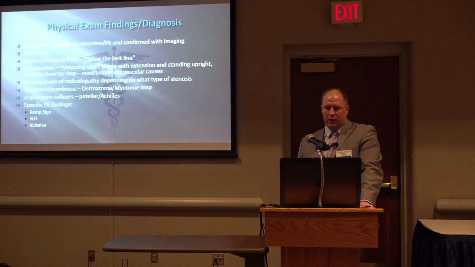Remember your dermatomes and myotome maps. Remember that quad weakness is obviously going to be L3-4, and that tib ant or ankle dorsiflexion is going to be more of an L4-5 issue. So just remember those things because it'll clue you in. Your patellar and Achilles reflexes can be asymmetric. Remember your grading system, but basically what you're looking for is depressed reflexes on one side that correlate with your imaging.